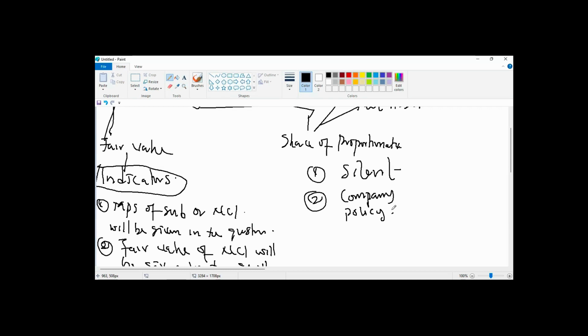I have a question. What did you say when the question is silent that we should do? You will use the share proportionate method. The second way to value NCI, share proportionate, is when it is silent, no indicators of fair value. We have now gotten there.